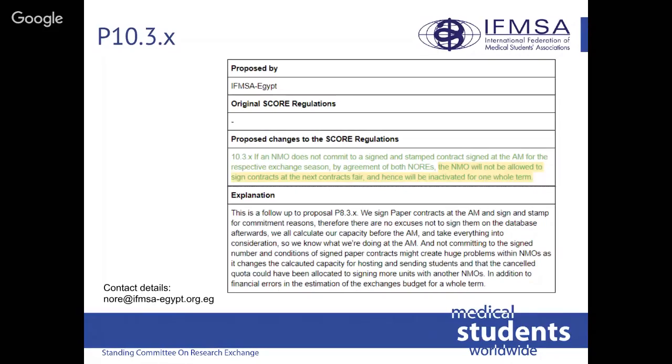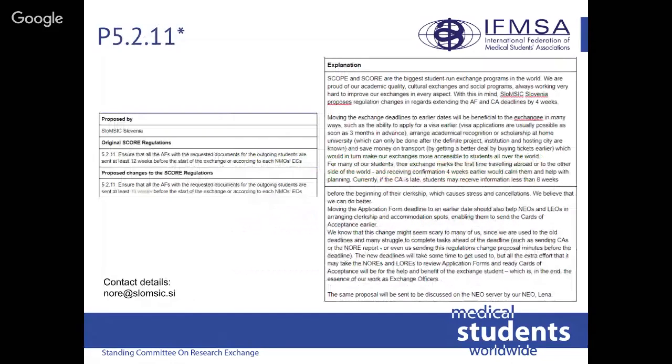And then we will go on with the proposals. The next 4 ones are from Slamzik, Slovenia. And these are about the deadlines for the AF, CA, and the penalties respective to those. The proposal reads that instead of the AF deadline being 12 weeks, they want to move it to 16 weeks before the start of the exchange, or according to each NMO's exchange conditions. You can see the explanation on screen.